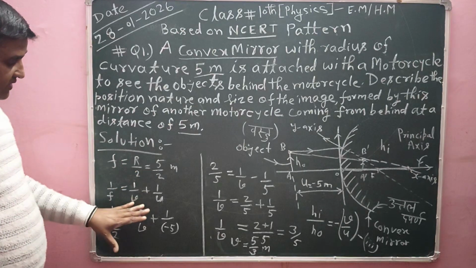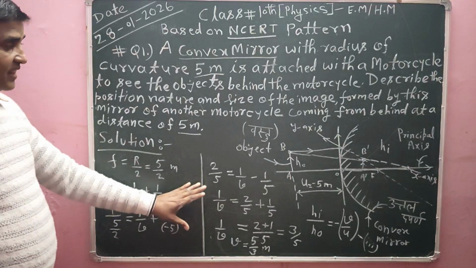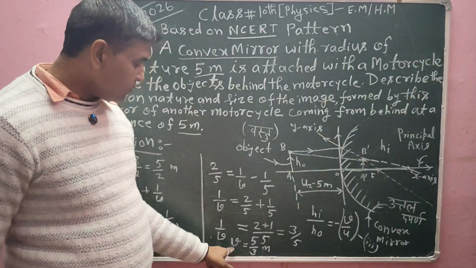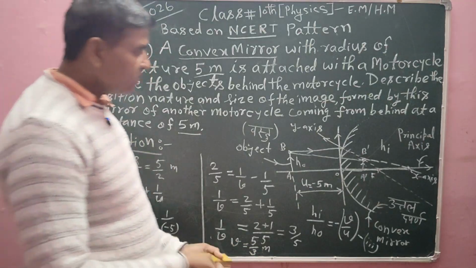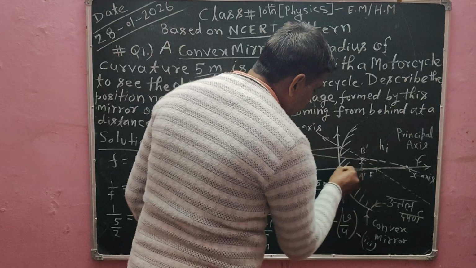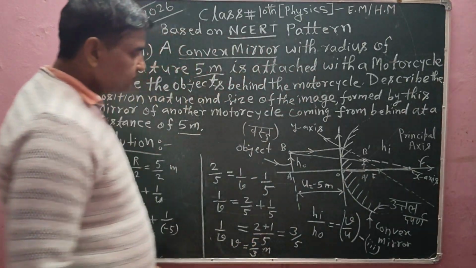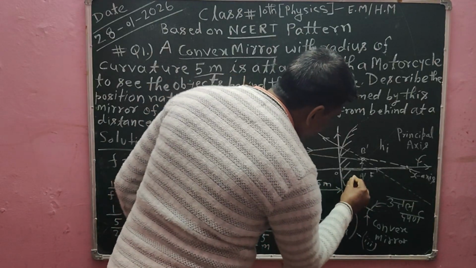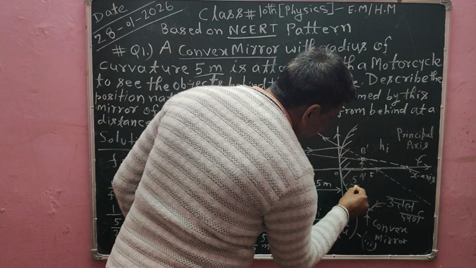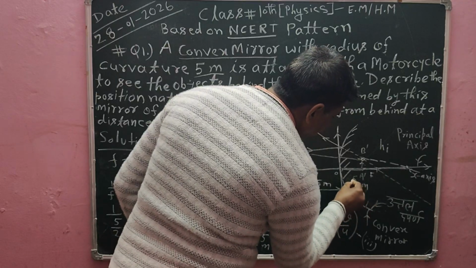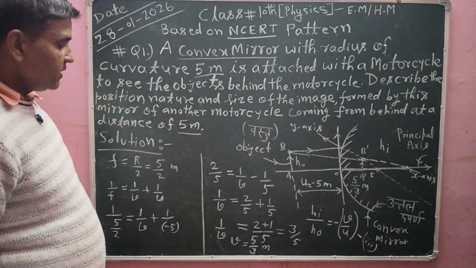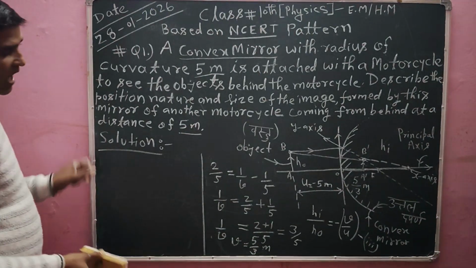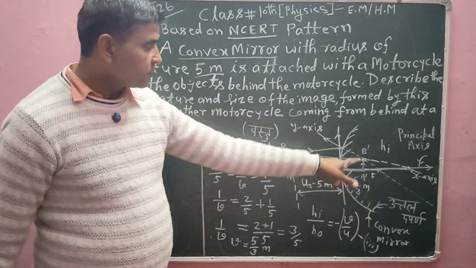Further I'm going to erase all these informations, and then I will evaluate the value of image height. So value of v I have to save here because this is important. So this length is 5/3 meter. So that image is 5/3 meter. So here I can write 5 divided by 3 meter. So this is important. This is the image distance. Now further I am going to erase it, and after erasing I will evaluate the value of image height.